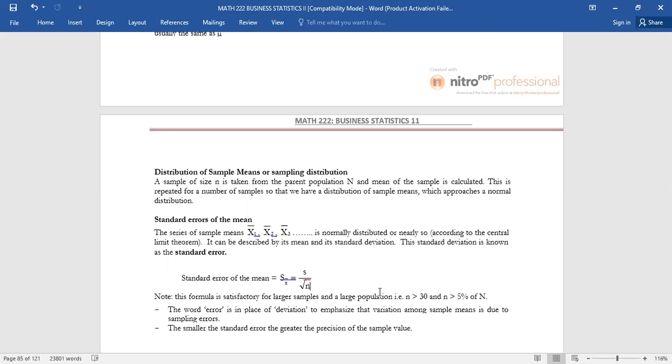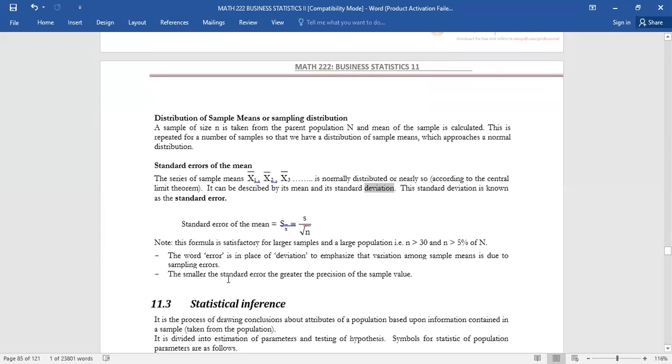So what is happening here, you can see, we are replacing our standard deviation with the error for purposes of distinguishing the two. So whereas for the population, we talk of the standard deviation, we'll continuously use standard error when we are talking of the sample size. So the smaller the standard error, the greater the precision.